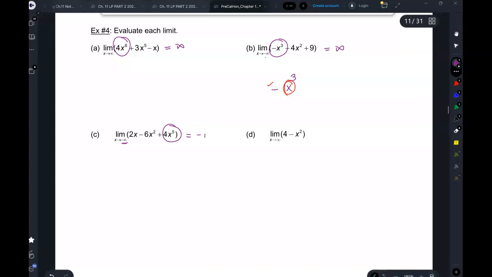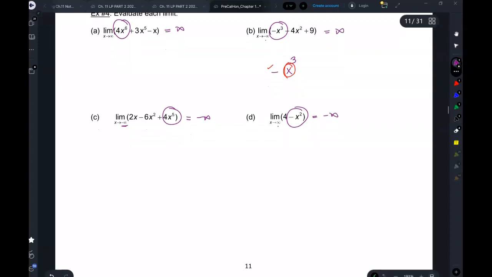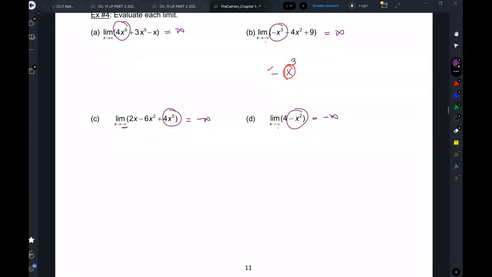Negative infinity. Okay, here I have minus x squared, but x is going to positive infinity, so this will also be negative infinity. Okay? All right.